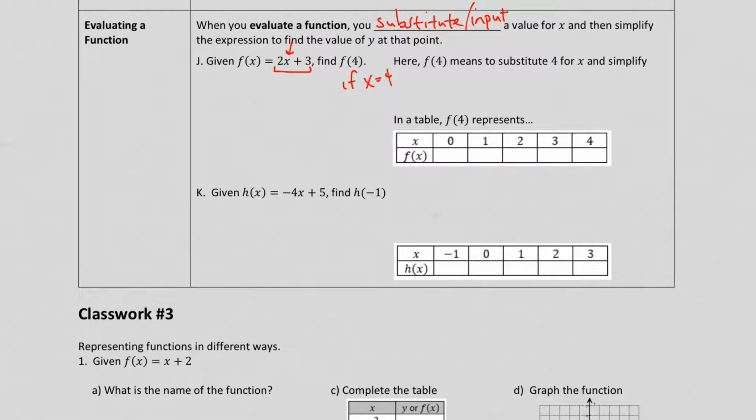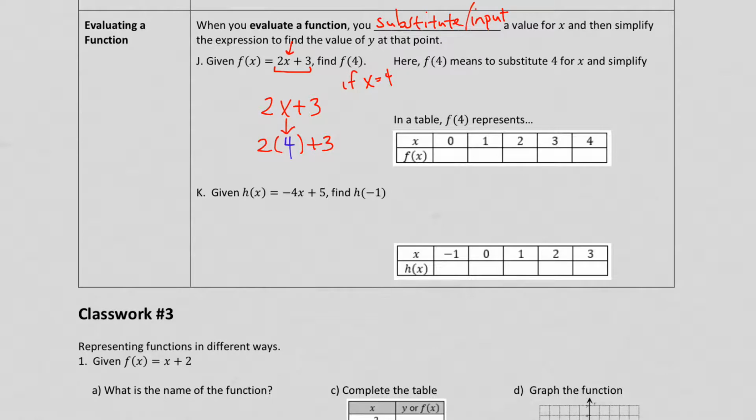then what comes out of my function? So all I do is this. I write the function as 2x plus 3, and I'm going to input in place of x, I'm going to input this 4. Remember, this f is just the name of the function. It has nothing to do with your work. So don't use this in your work. It's just a name. So just drop a 4 in place of x.